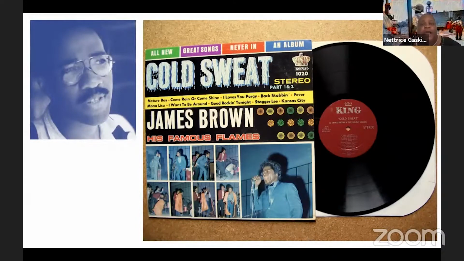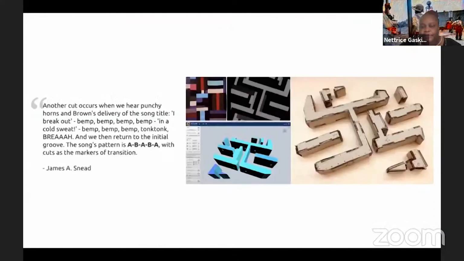It was an aha moment for me to realize that even in cultural art forms, algorithms are there, and you can actually use that to explore computer science, computing, and computational thinking. So I took this idea. This is a snippet of Sneed's essay where he talks about James Brown's Cold Sweat. He describes it actually as notation, as an algorithm.